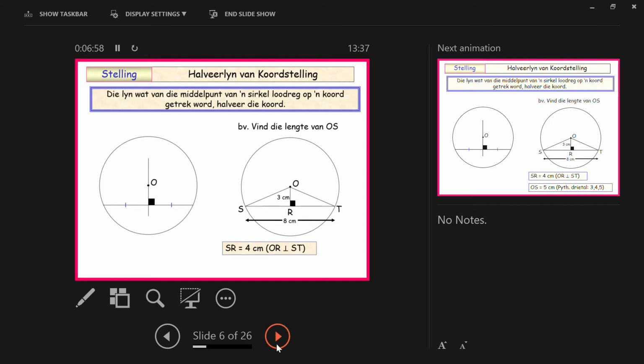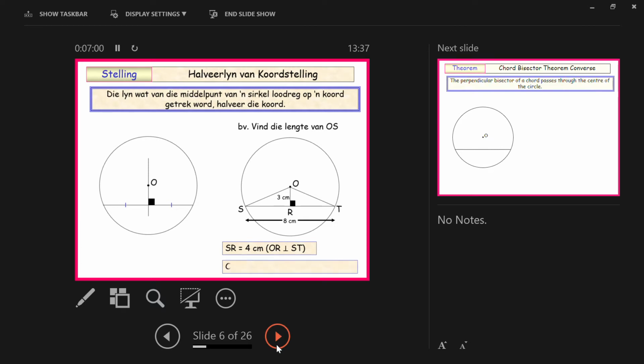And then we can actually use Pythagoras. So OS, meaning that hypotenuse, will be 5 centimeters.